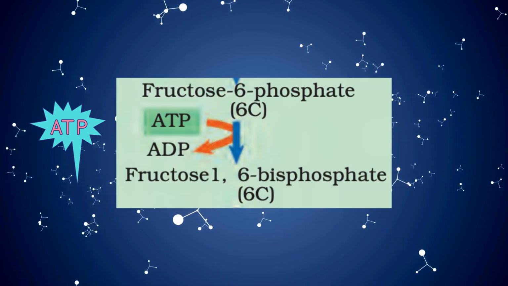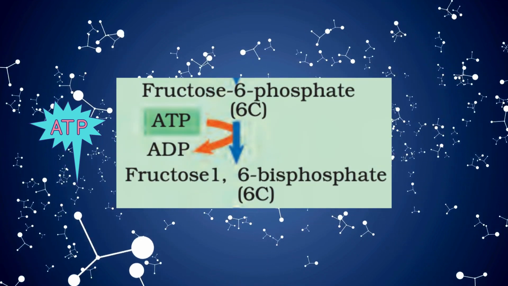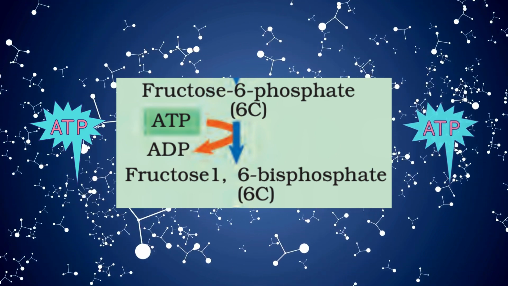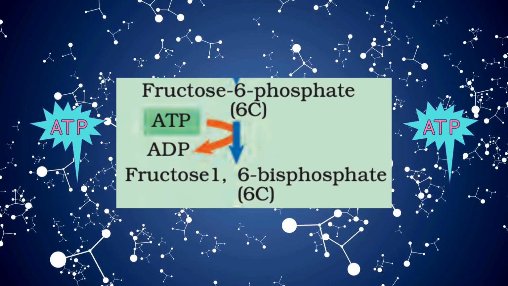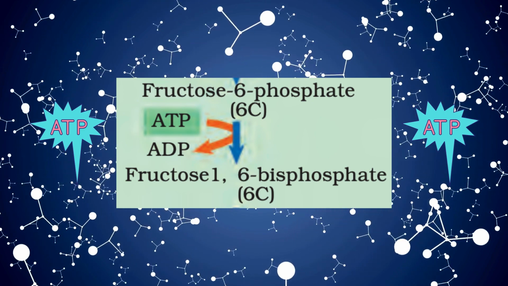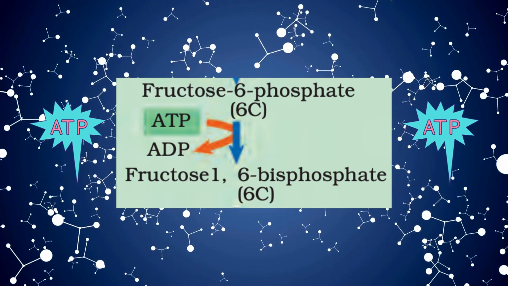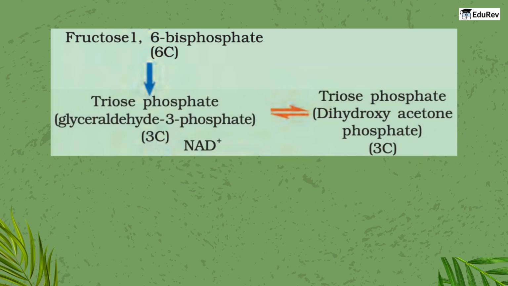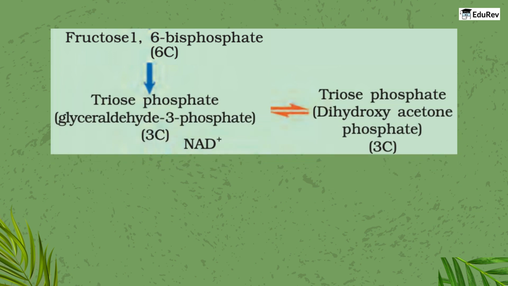Fructose 6-phosphate undergoes another phosphorylation, using one more molecule of ATP, catalyzed by the enzyme phosphofructokinase 1. This forms fructose 1,6-bisphosphate. Now, the enzyme aldolase splits fructose 1,6-bisphosphate into two 3-carbon molecules, glyceraldehyde 3-phosphate and dihydroxyacetone phosphate.